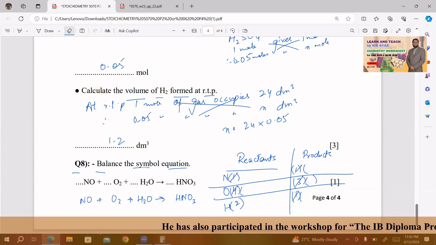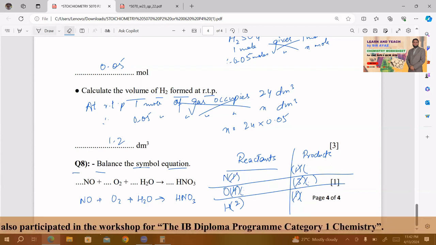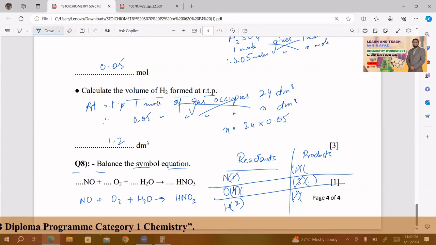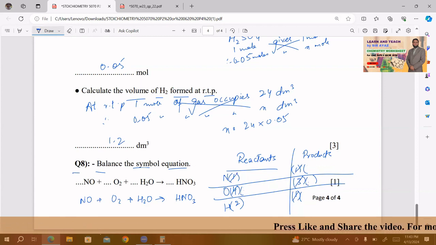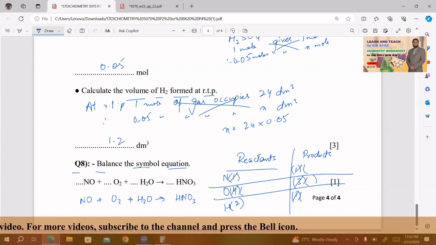Okay, let's increase the number for HNO3. Let's make it 3. What if I write 3 before HNO3? But if I write 3 before HNO3, we can't balance hydrogen. We can balance nitrogen, but we can't balance hydrogen because you can't place 2 before H2O in order to balance the hydrogen on the reactant side.